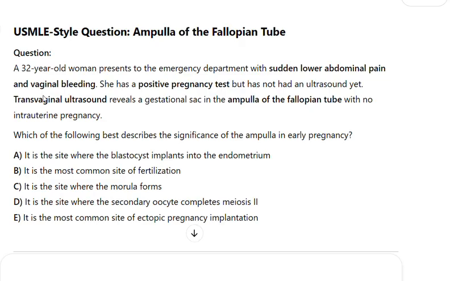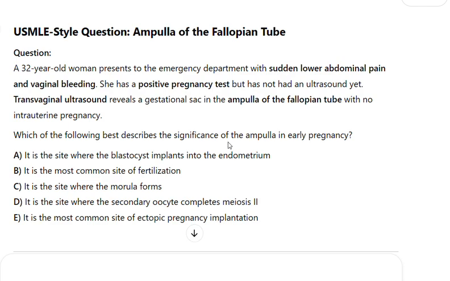Which of the following best describes the significance of the ampulla in early pregnancy? A. It is the site where the blastocyst implants into the endometrium. B. It is the most common site of fertilization. C. It is the site where the morula forms. D. It is the site where the secondary oocyte completes meiosis II. E. It is the most common site of ectopic pregnancy implantation.